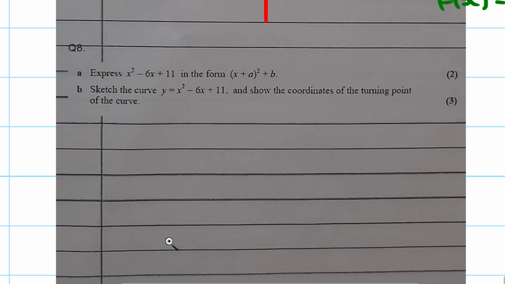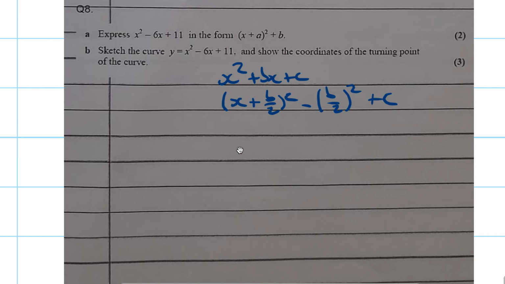Question 8, express x squared minus 6x plus 11 in the form (x plus a) all squared plus b. So in this situation, we are going to complete the square. Remember that the general form of completing the square, when it's x squared plus bx plus c, is equal to (x plus b over 2) squared minus the bracket of (b over 2) squared plus c. So in this case, b is equal to minus 6.